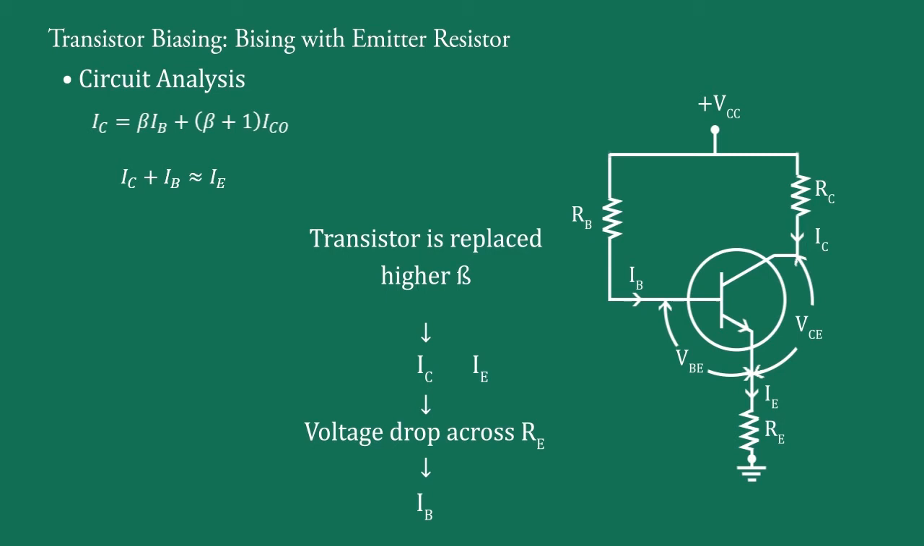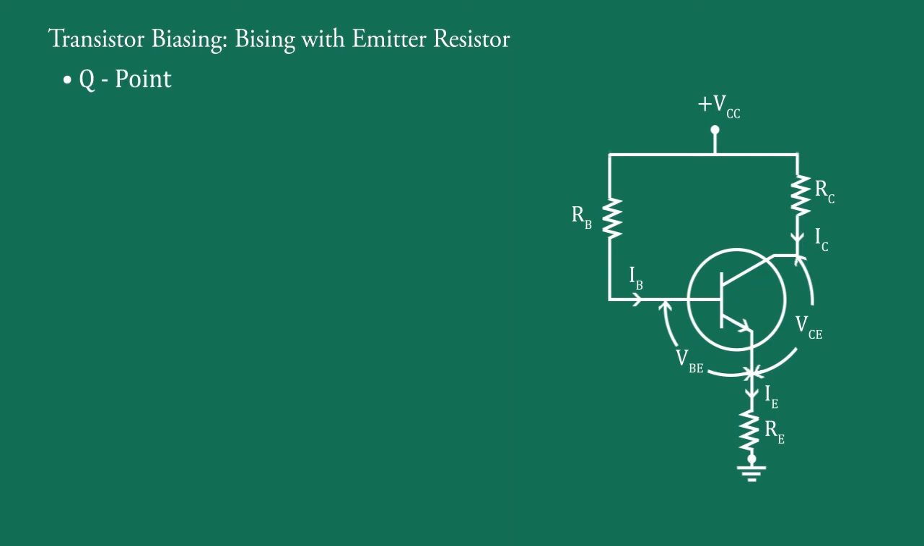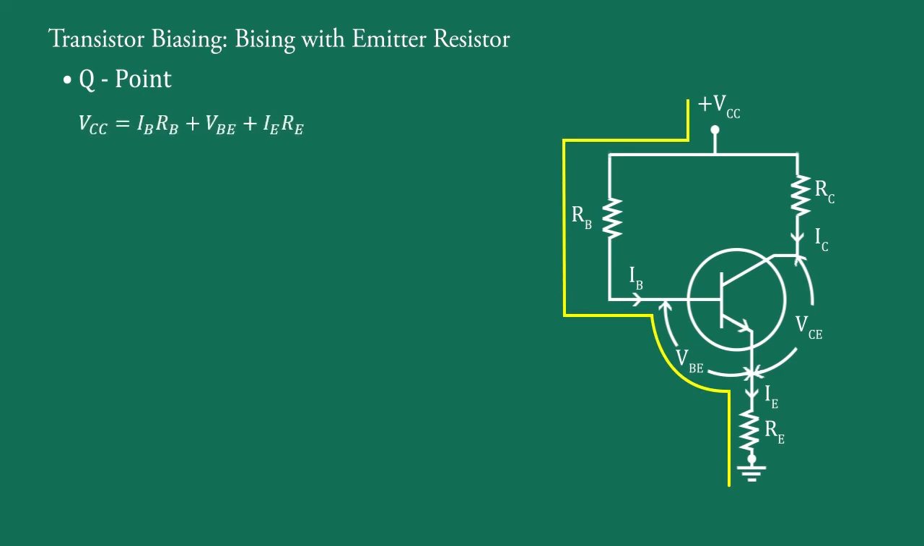Since the stabilizing action is due to the current in the emitter resistor, the circuit is therefore called emitter feedback bias circuit. Now, Q point. To determine the Q point, that is the operating point, we need base current IB, collector current IC and collector emitter voltage VCE.